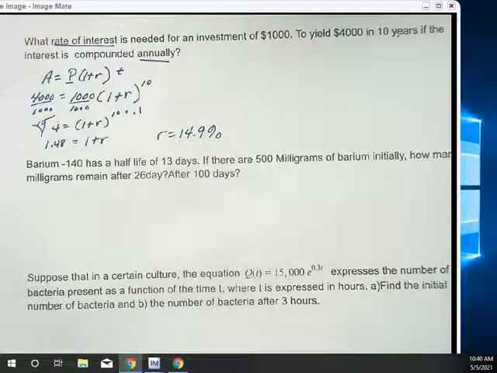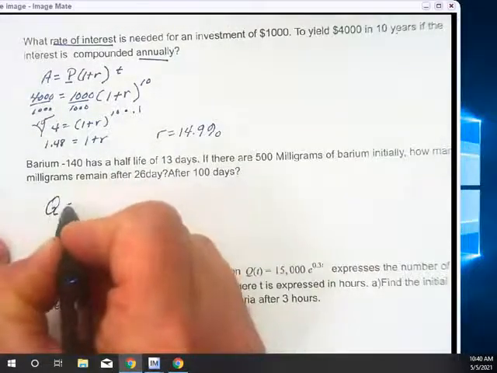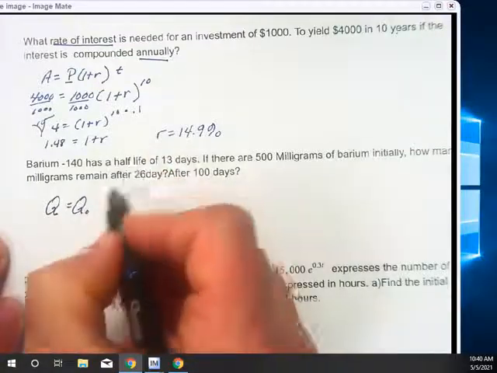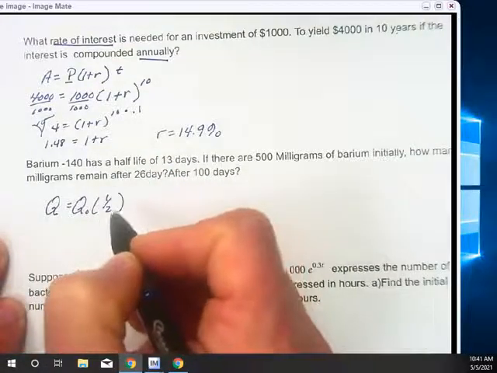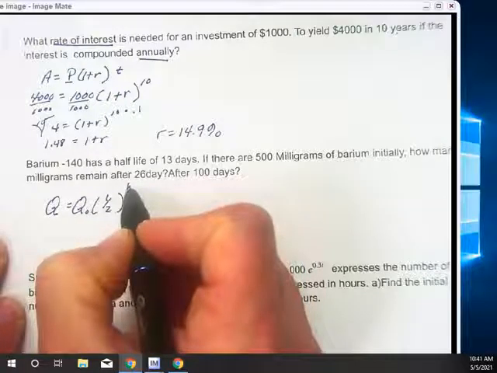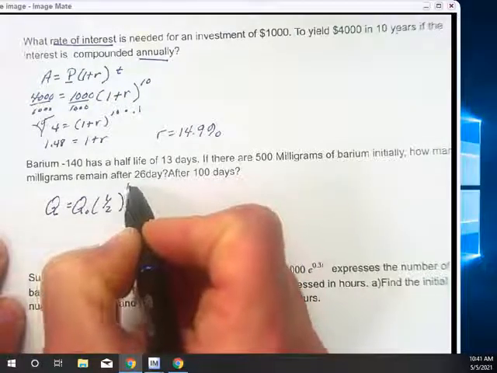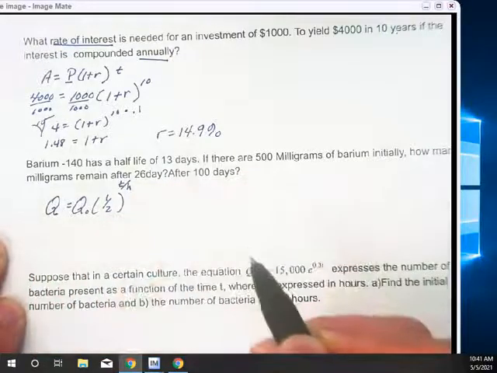Speaking of exponential growth, exponential decay, you can talk about depreciation of a car, half-life, any of those kind of things. We have a barium 140 has a half-life of 13 days. If there are 500 milligrams of barium initially, how many milligrams remain after 26 days? So the formula I'm going to use, Q sub 0 times a half, because it was talking about a half-life, to the T divided by H for the half-life.